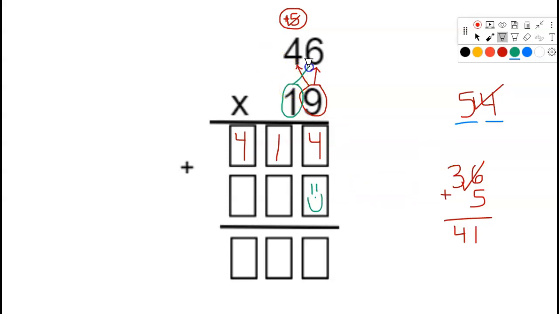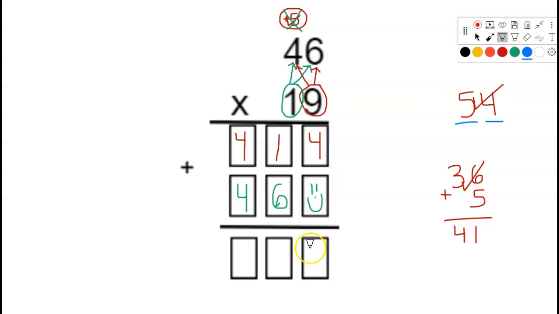So 1 times the 6 gives me 6. And then 1 times 4 gives me 4. Remember, I'm not going to add that 5 this time because that was for the 9. So I don't have to add it again. I'm finished with it. So now that we have gotten everything done, we can do some adding.